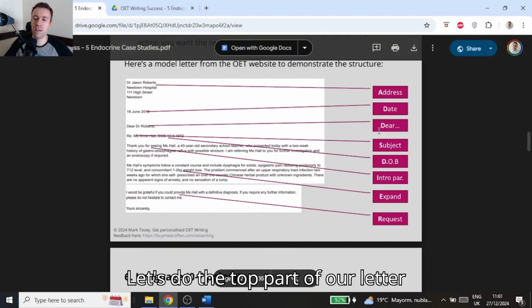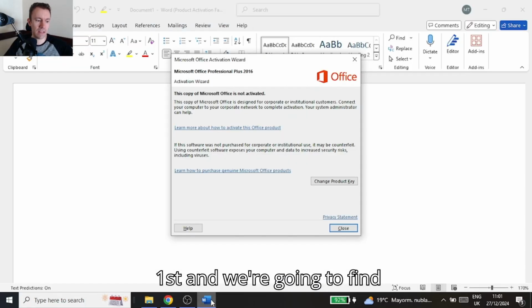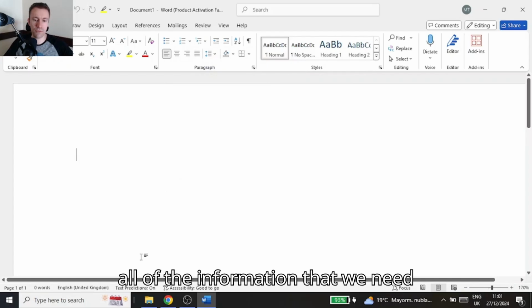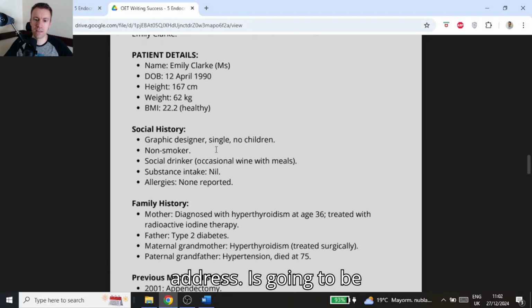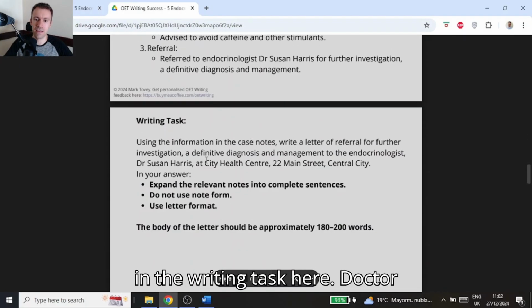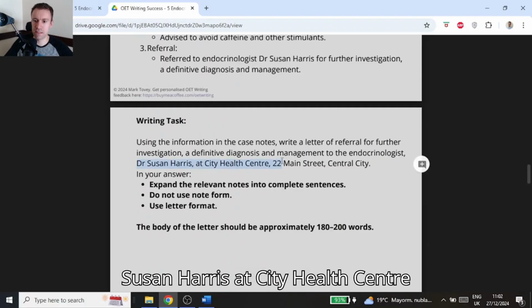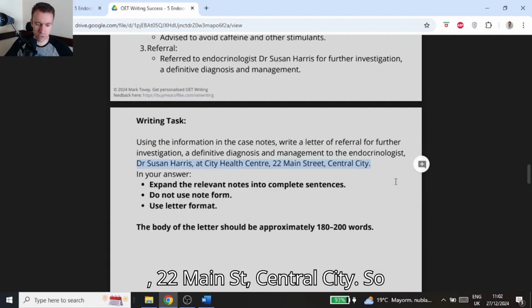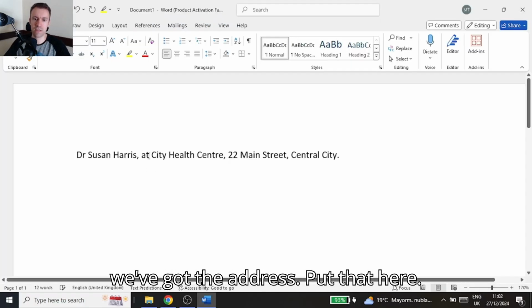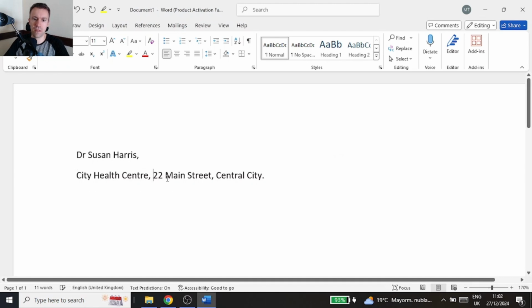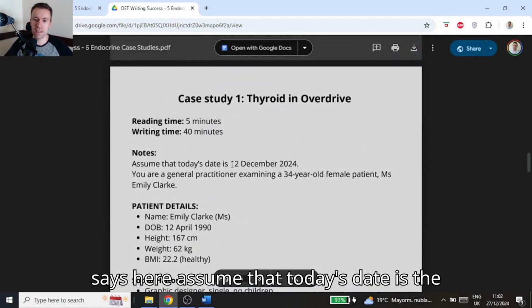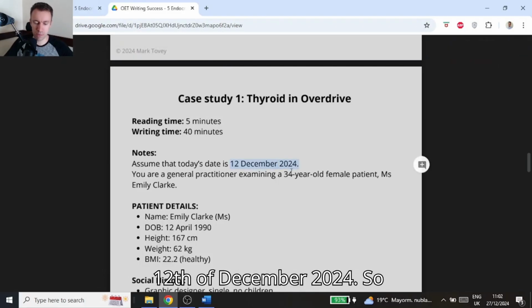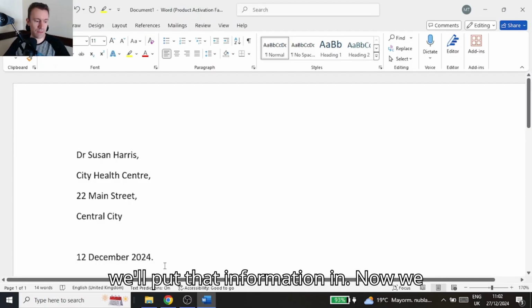So let's do the top part of our letter first, and we're going to find all of the information that we need in the case notes. So the address is going to be in the writing task here, Dr. Susan Harris at City Health Centre, 22 Main Street, Central City. So we've got the address, put that here at the top of our letter. What next? We want to put the date. What is the date on which we're writing? It says here, assume that today's date is the 12th of December 2024. So we'll put that information in.